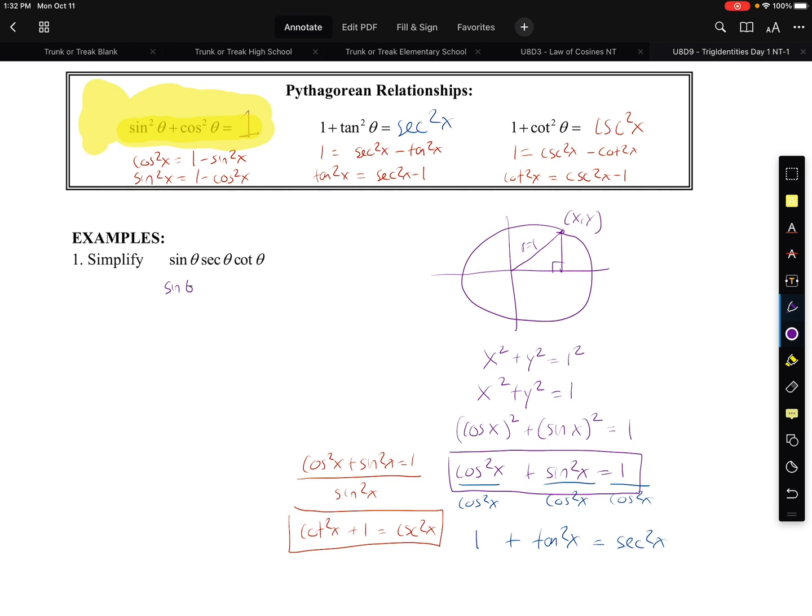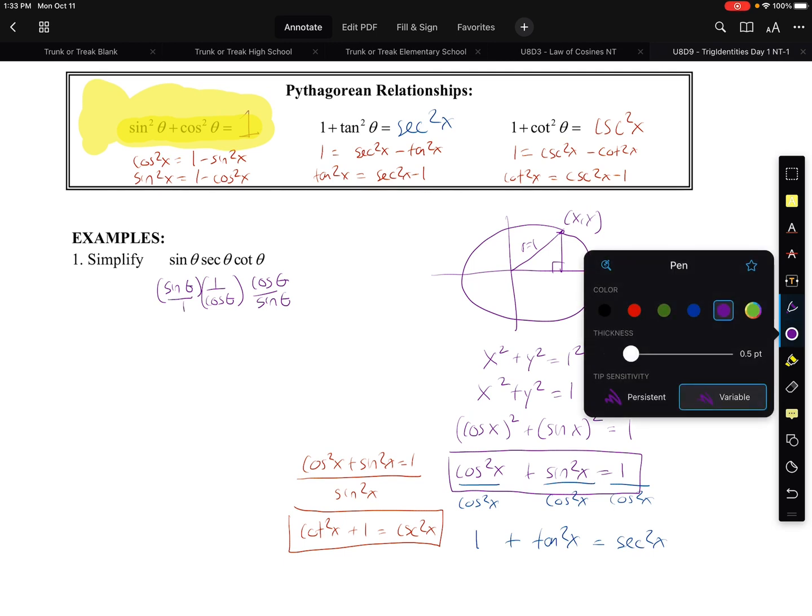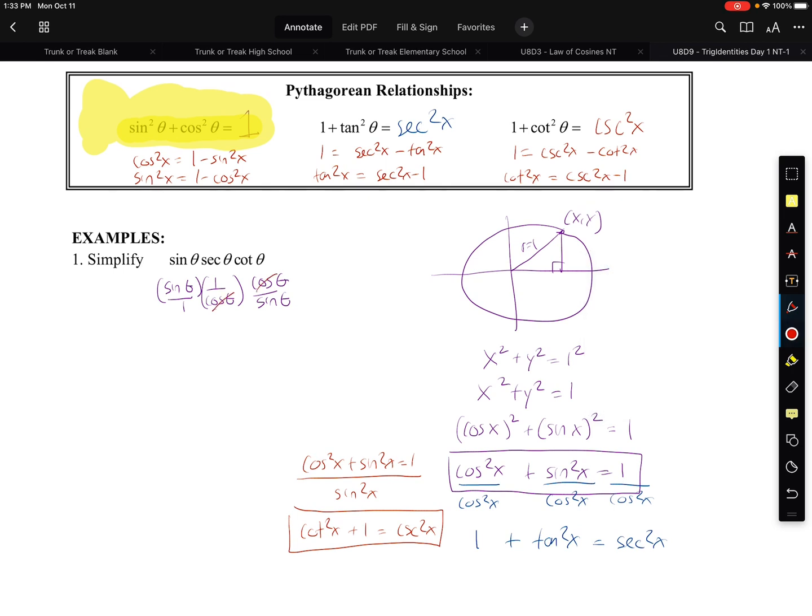I want to make this have less functions. Well, sine I'm going to leave. Secant is 1 over cos. And cotan is cos over sine. So by doing this, I now have only 2 different trig functions. Alright, so I had 3 before, now I have 2. Alright, what can I do here? Cancel the coses, cancel the sines, I am left with 1. Alright, so what we want to do in a problem like this is we want to simplify it down and get it as small as possible.